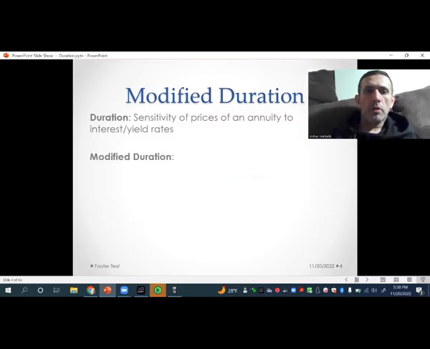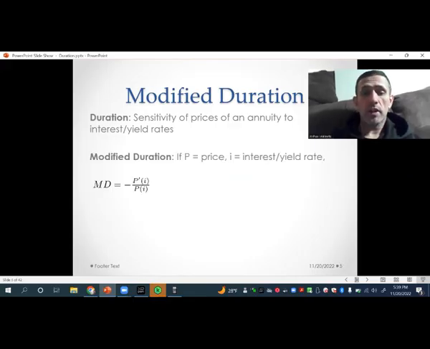So the simplest way to measure the sensitivity of prices of an annuity to yield rates is modified duration, and that is just to take a relative rate of change of price with respect to the yield rate of an annuity. So we're taking the relative rate of change of the price of an annuity with respect to the yield rate of that annuity. So I, from now on, is going to be just a per period yield rate.